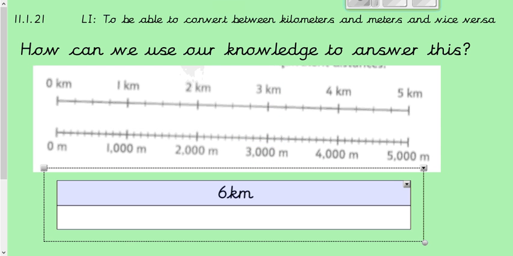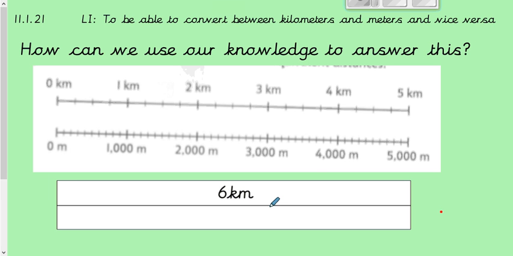Okay, let's try another one then. Let's look at 6 kilometers. Okay, so now we're looking at the kilometers. Now, this number line doesn't go up to 6 kilometers, so see if you can work out how many meters would be in 6 kilometers using this or using your knowledge.